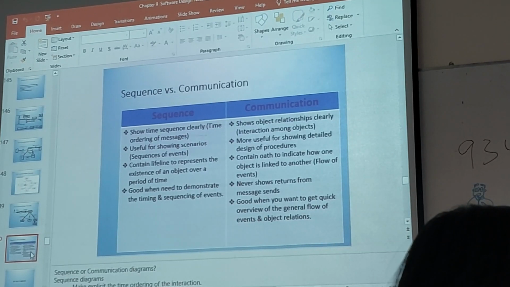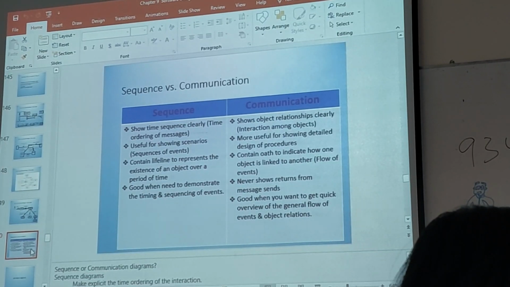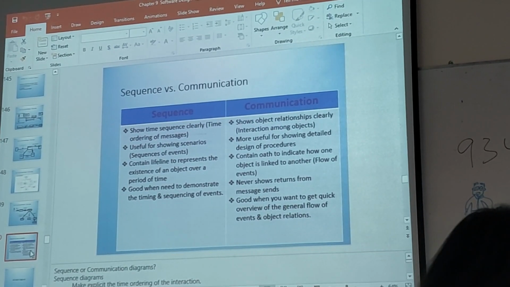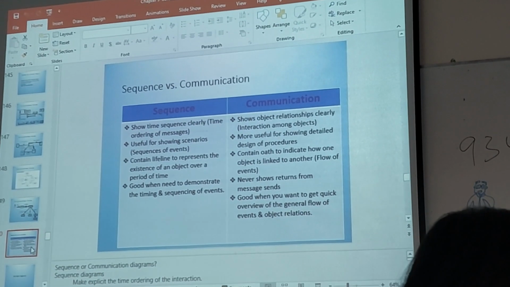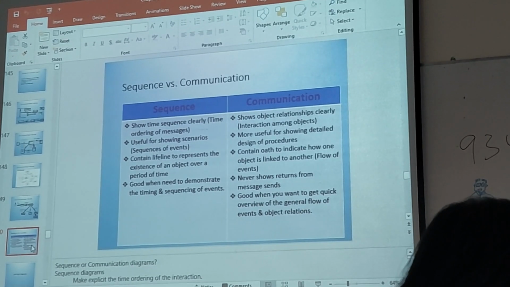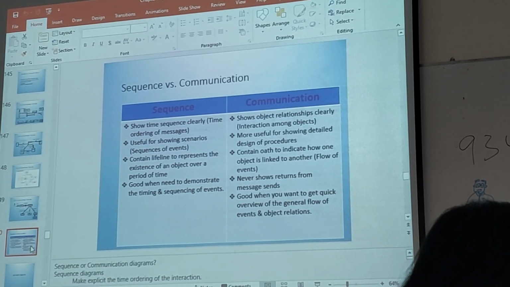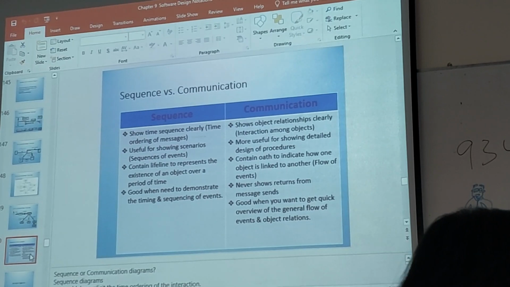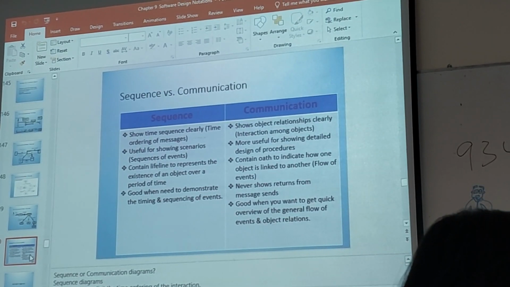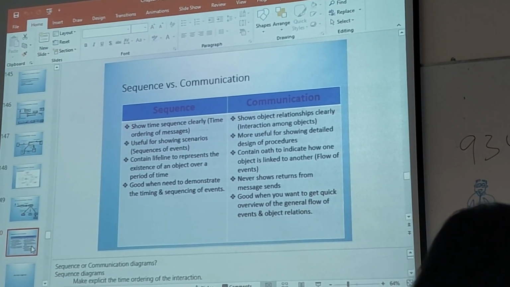The sequence diagram is useful for showing a scenario, meaning a sequence of events. However, the communication diagram is more useful in showing the detailed design of a procedure, meaning it shows more detail in how the methods are called in sequence. Understand? The sequence diagram contains lifelines, but the communication diagram doesn't have lifelines. The sequence diagram is good when you need to demonstrate the timing and sequence of events. The communication diagram is good when you want a quick overview of the general flow of events and object relations. So the two are almost the same, just with some differences between them.